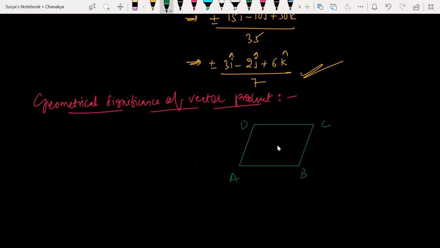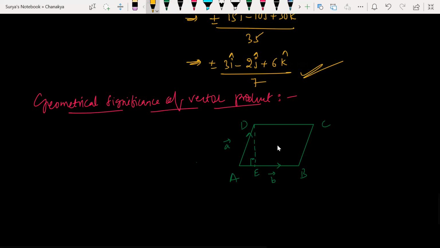Now this is my A vector, and this is my B vector. Now guys, you can see here, if I draw the perpendicular, this is my perpendicular, right? This is my E here. Okay. Now look at this.